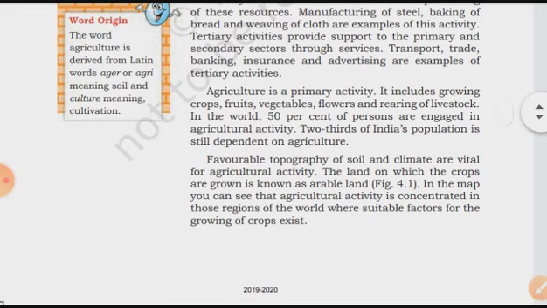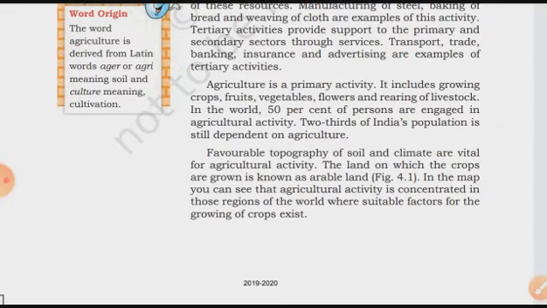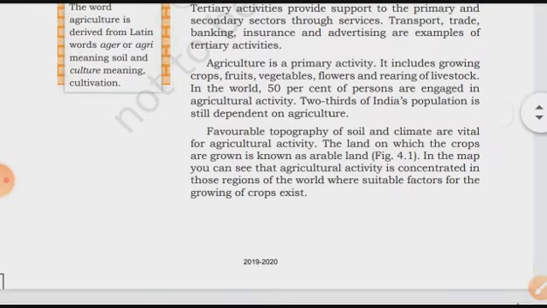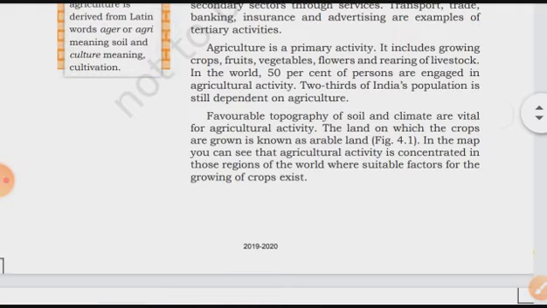It includes growing crops, fruits, vegetables, flowers, and rearing of livestock. Okay, in primary activities, agriculture mainly includes the growing of crops, fruits, vegetables, flowers, even rearing animals. All these things come under agriculture. In the world, 50% of persons are engaged in agricultural activities. As they have given the example here, all over the world, about 50% of the population is involved in agricultural activities.